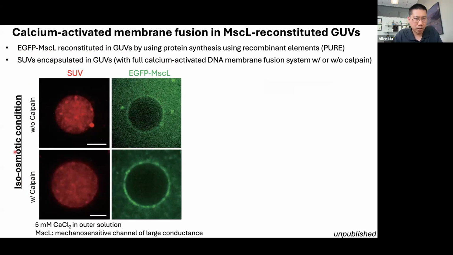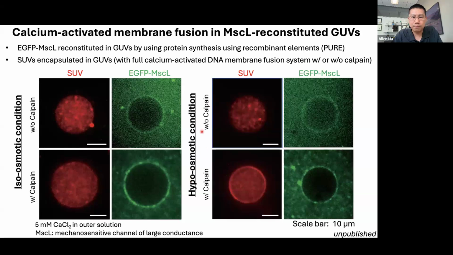And this is done under isoosmotic conditions. So you don't see any fluorescence on the membrane because the calpain is not active, right? Because there's no calcium inside the GEVs. However, if you subject the GVs to hypoosmotic conditions, in the absence of calpain, you don't see any fluorescent membrane on the GV.